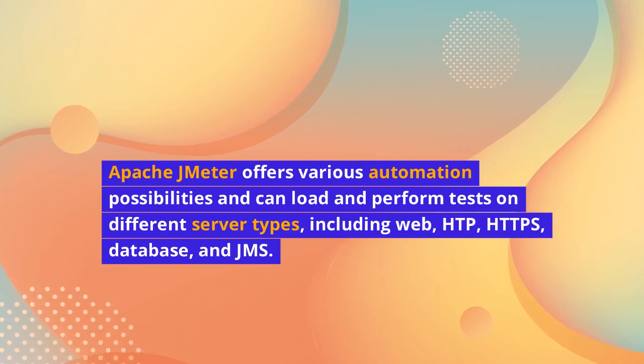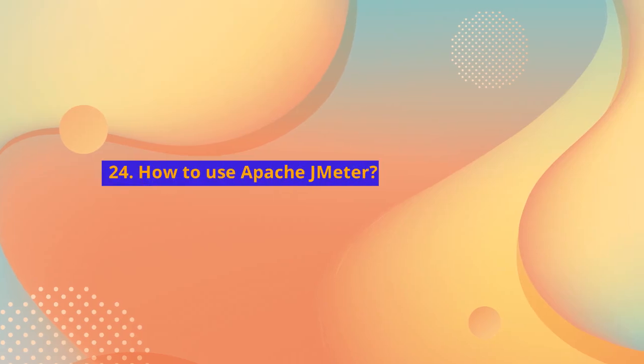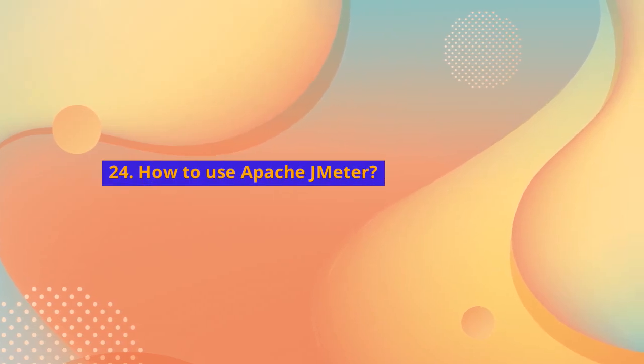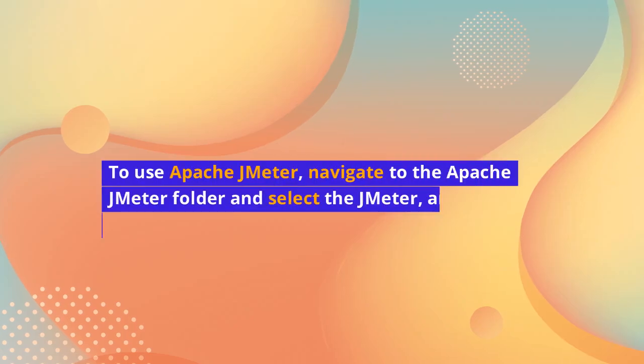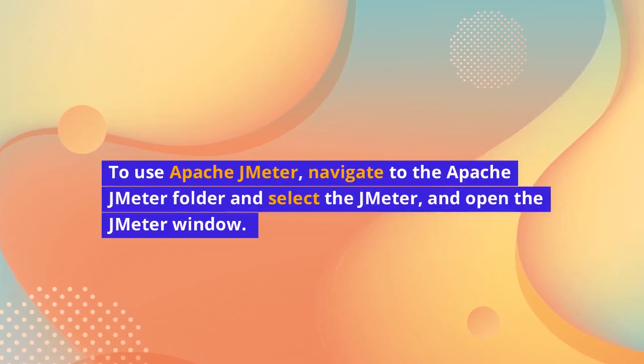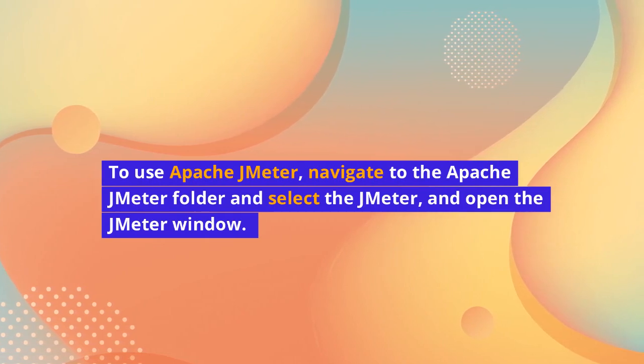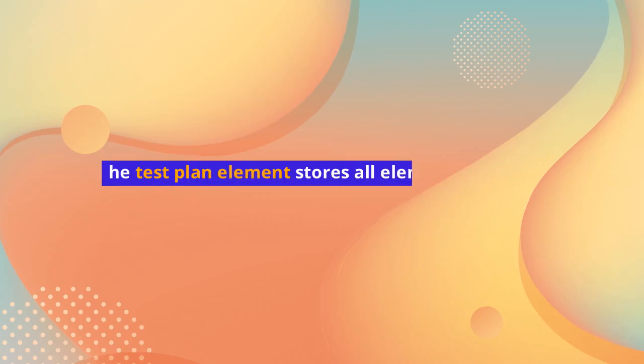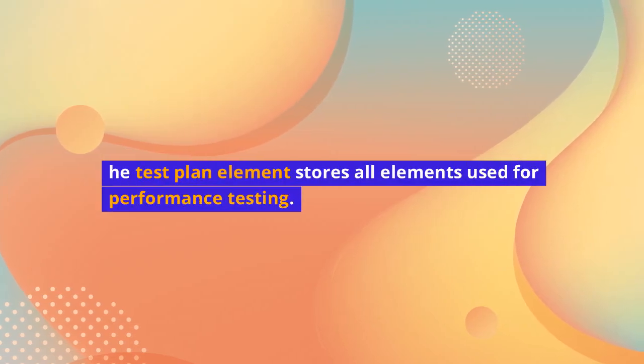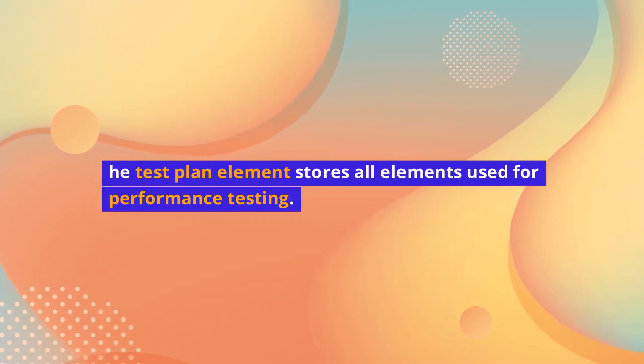database, and JMS. 24. How to use Apache JMeter? To use Apache JMeter, navigate to the Apache JMeter folder and select the JMeter, and open the JMeter window. The test plan element stores all elements used for performance testing.